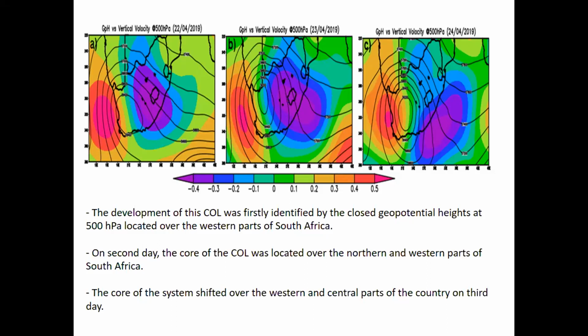And you find that on the second day, the core of this weather system was located over the northern and western part of South Africa. And then it shifted over the western and central part of the country on the third day. And these are the observations.